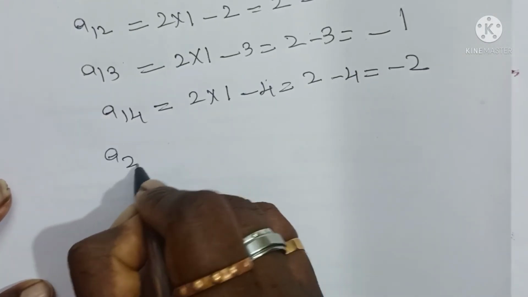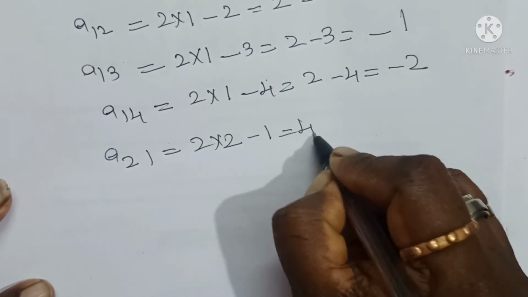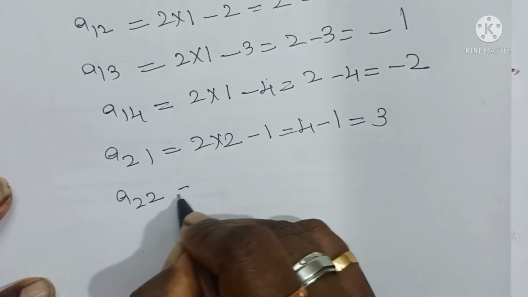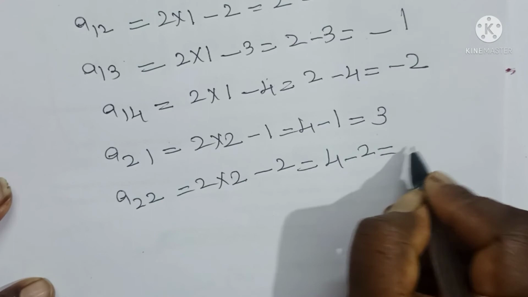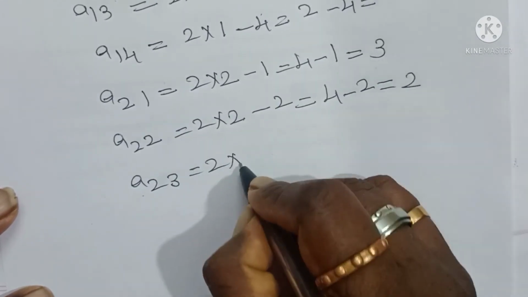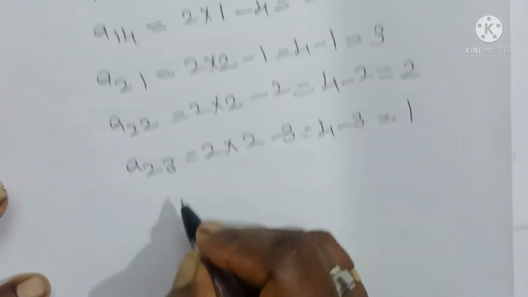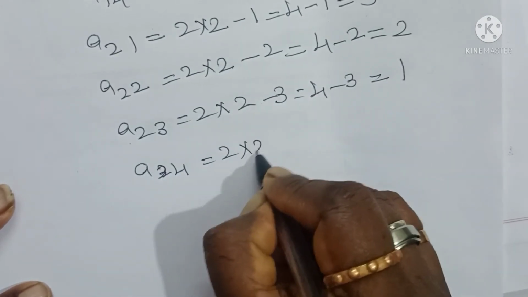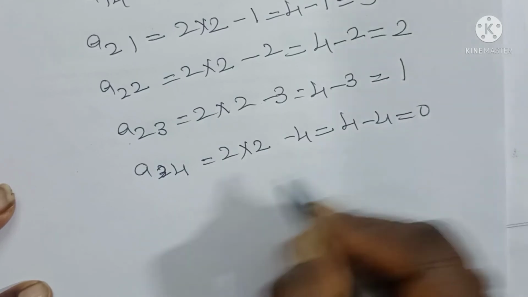Next A21 is equal to 2 into 2 minus 1, which is equal to 4 minus 1, which is equal to 3. Then A22 is equal to 2 into 2 minus 2, which is equal to 4 minus 2, which is equal to 2. Then A23 is equal to 2 into 2 minus 3, which is equal to 4 minus 3, which is equal to 1. Then A24 is equal to 2 into 2 minus 4, which is equal to 4 minus 4, which is equal to 0.